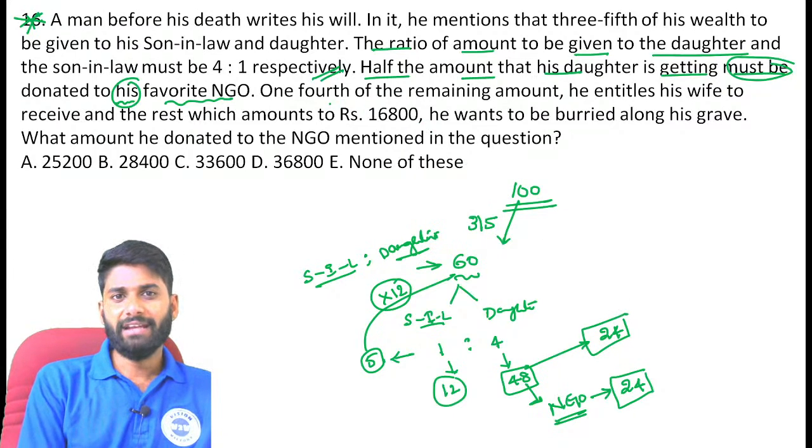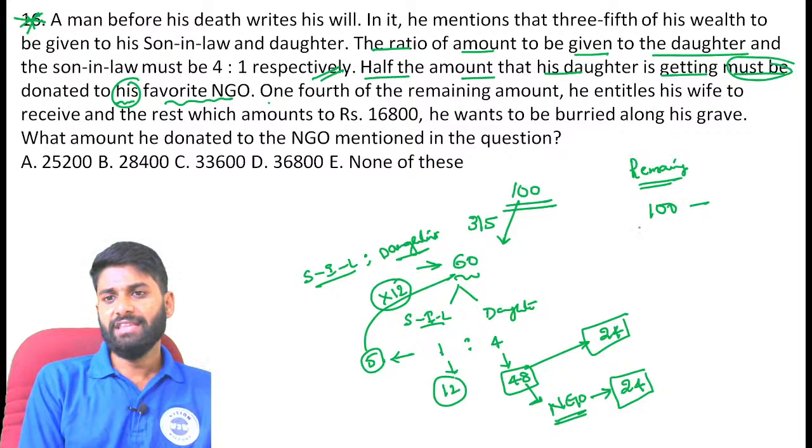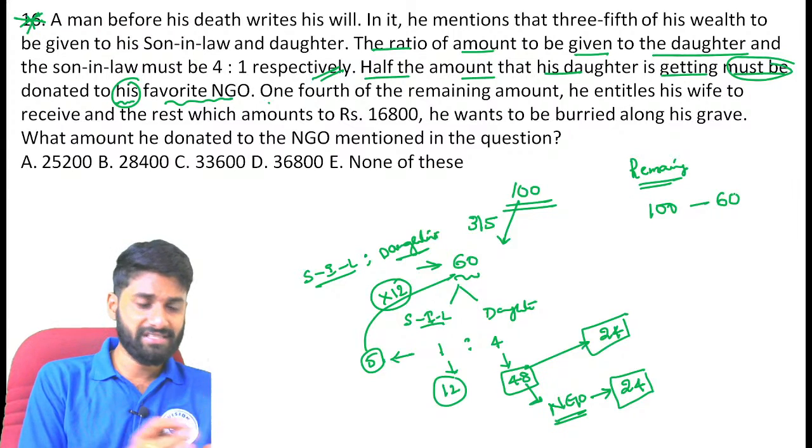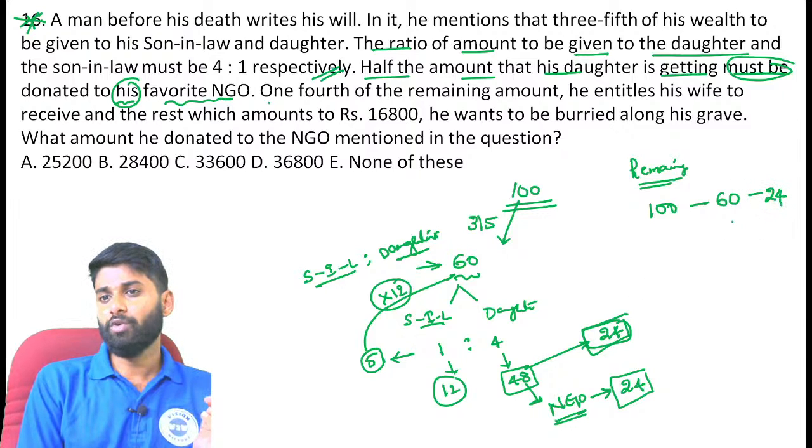Now see, then again, what is the remaining amount? Initially we have 100 units. Then what is the remaining amount here? He gives 60 units of amount to his son-in-law and daughter-in-law. Finally, he is left with his daughter exactly equal to 24 units. Then what is the final left amount? That is equal to 16 units.